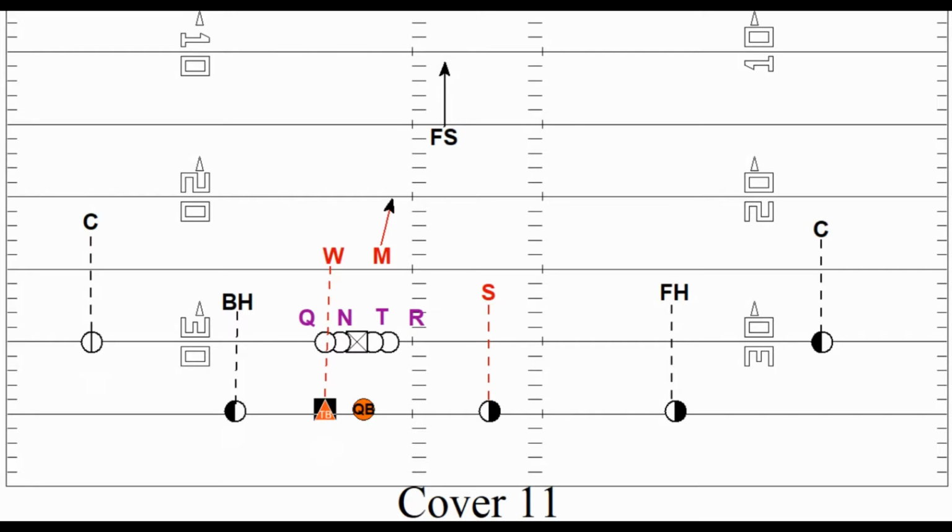What I've got drawn right here is what is called the 3x2 set. 3 to the field, 2 to the boundary. Now let me change this. What if we went to 4 to the field? Well, the boundary halfback would see there's nobody over here. I've got to take number 4. So he's going to come over and take him man to man.